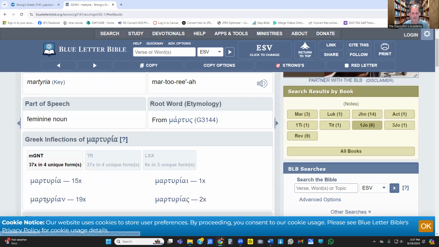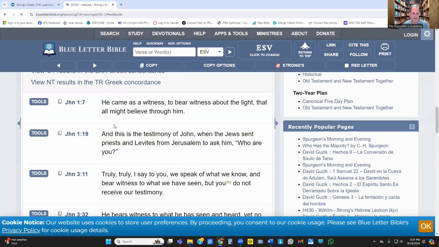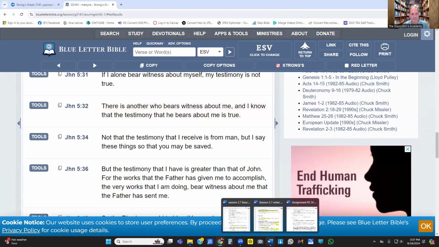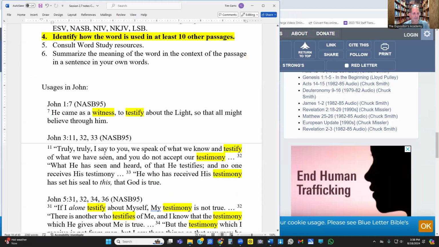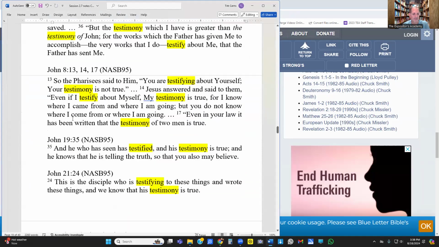See that number 14 there? That means it's used 14 times in John. Okay, so let's hit that link. All right, these are all the uses in John. So what I did is I chose a few from John to put down. You can see that on my notes here. I chose some from John 1, John 3, John 5, John 8.